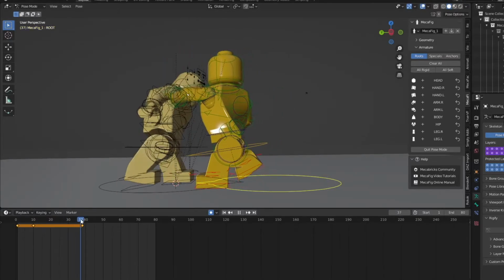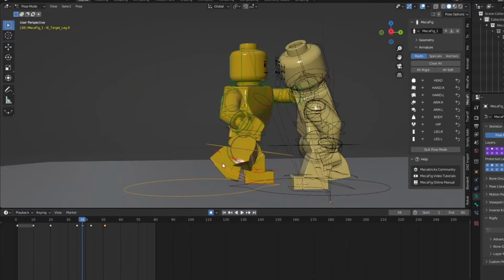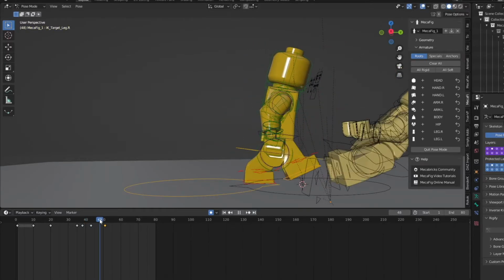And then the last one is the kick. I have the foot already put up. And then he kicks.